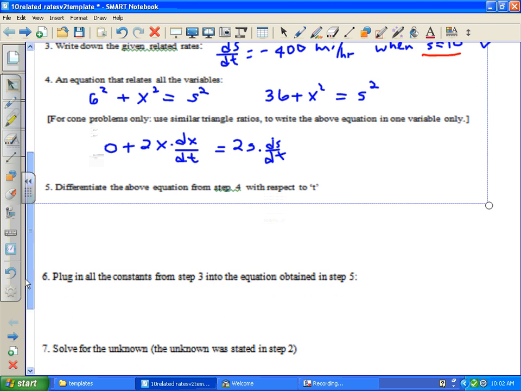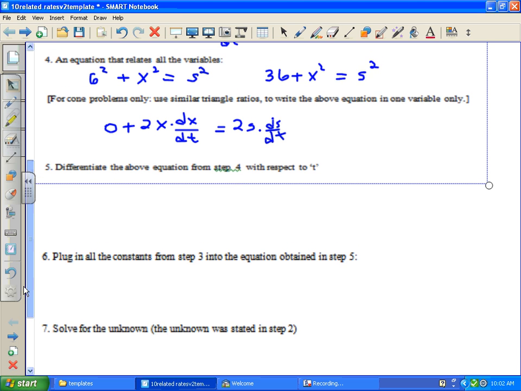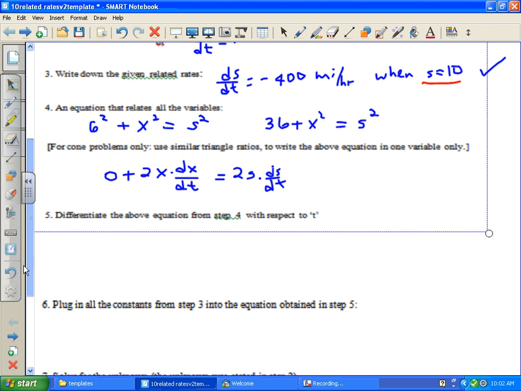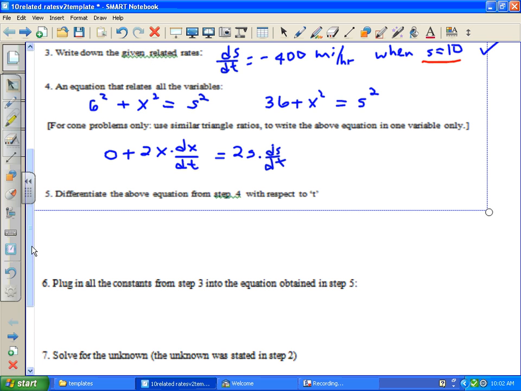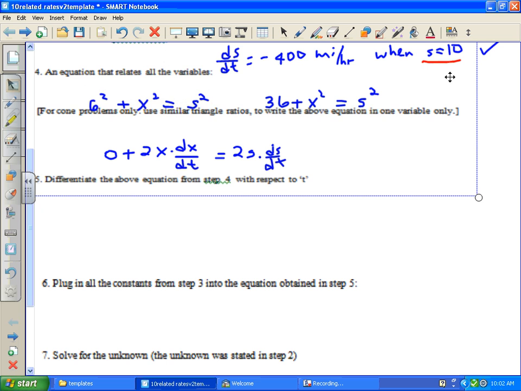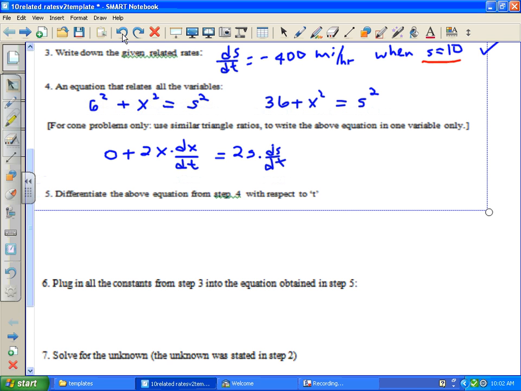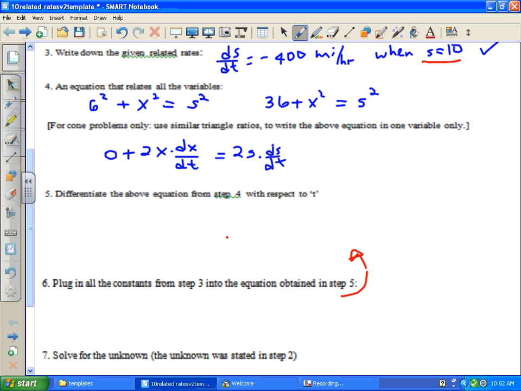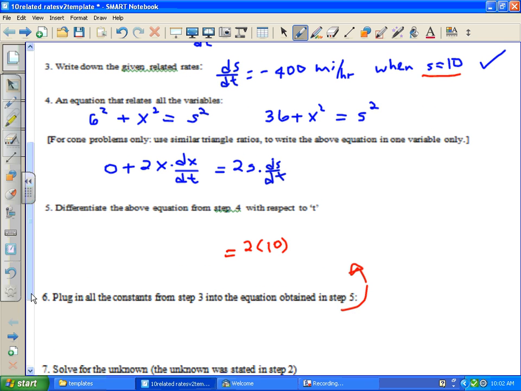Okay, now step 6 says plug in all the constants from step 3 into the equation you got here, right above here. Okay, so the constants, 2x dx/dt. Do we know what x is right now? We know what S is, right? S is 10. So I'm going to put this over here, but you guys get the idea. So I have 2S dS/dt. S was 10. Do I know what dS/dt is? Yeah, that was given, right? Negative 400.